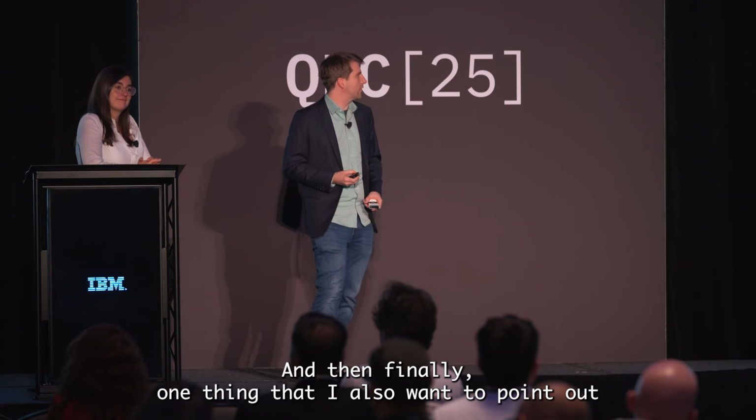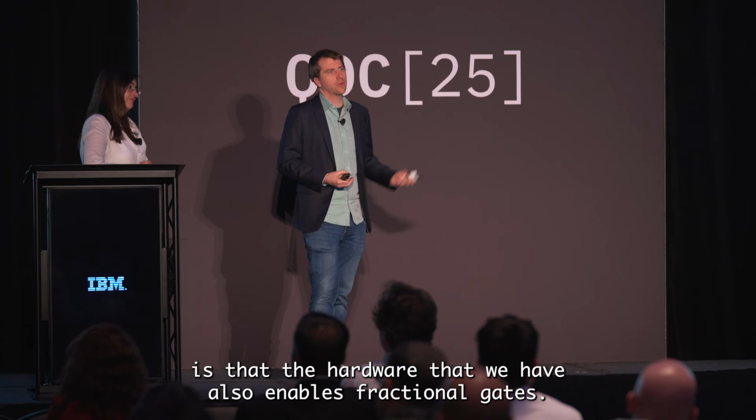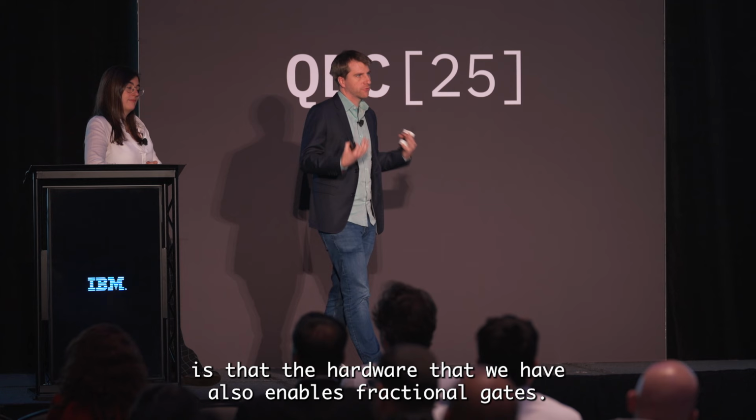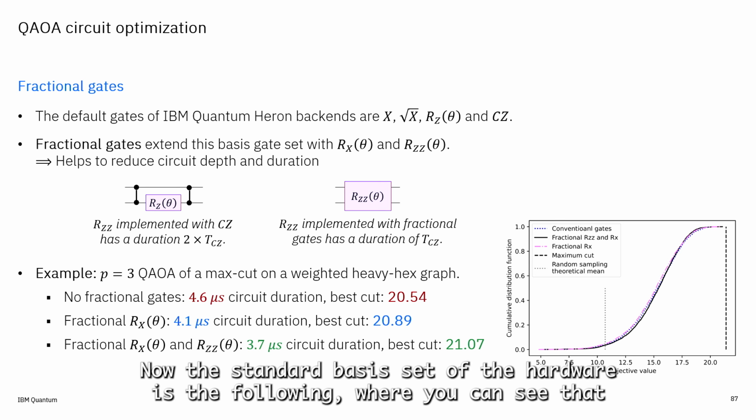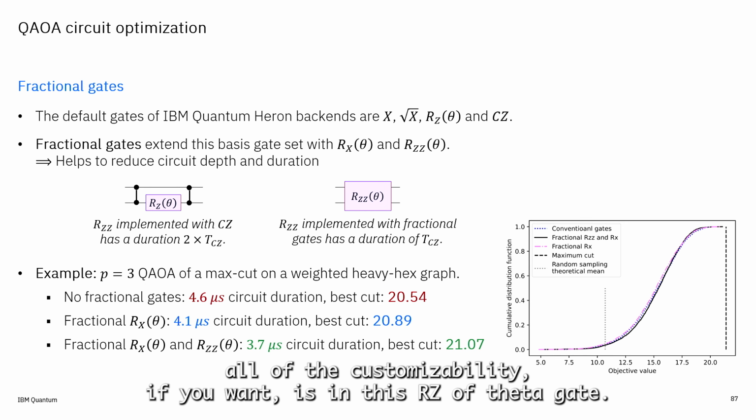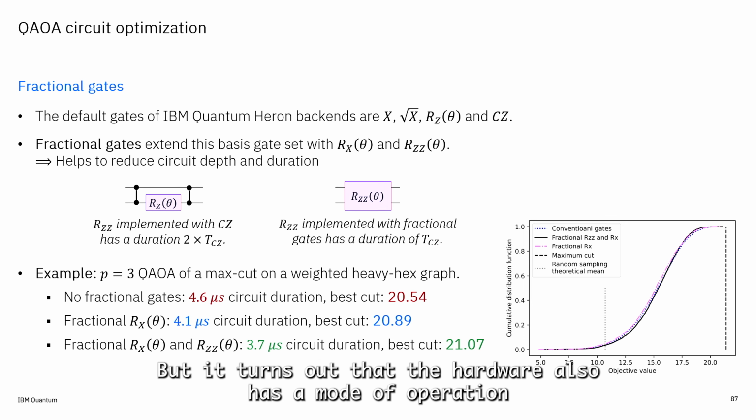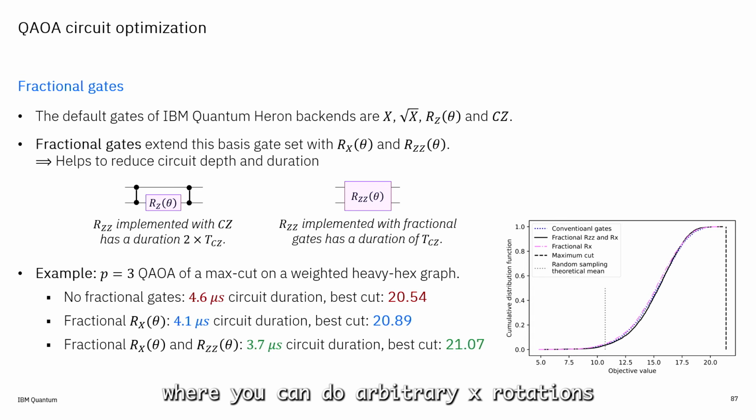And then finally, one thing that I also want to point out is that the hardware that we have also enables fractional gates. So these are gates where you can do any custom angle that you want. Now, the standard basis set of the hardware is the following, where you can see that all of the customizability, if you want, is in this RZ of theta gate. But it turns out that the hardware also has a mode of operation where you can do arbitrary X rotations and arbitrary ZZ of theta rotations.